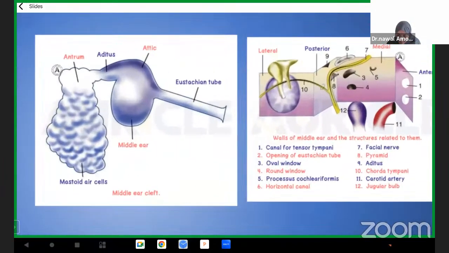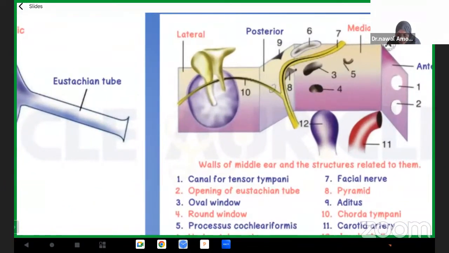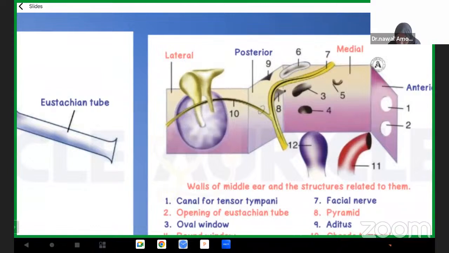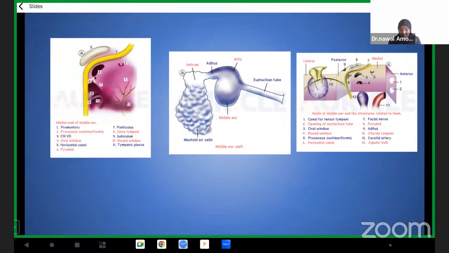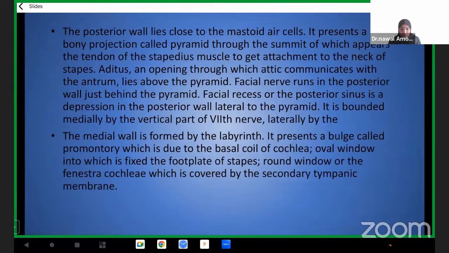Let's go back to the diagram again. Okay. So here the eighth is the pyramid. And you can see the posterior wall here. So the eighth point is where the pyramid lies. So remember that the posterior wall is close to the mastoid air cells. It presents a bony projection called the pyramid. Okay. And we have the aditus, of course.